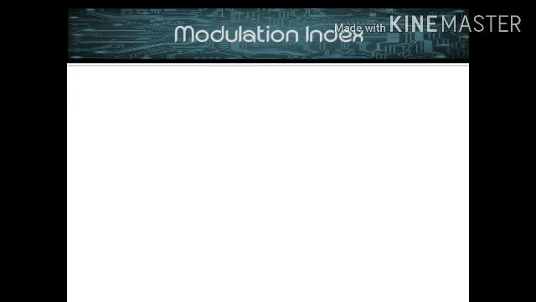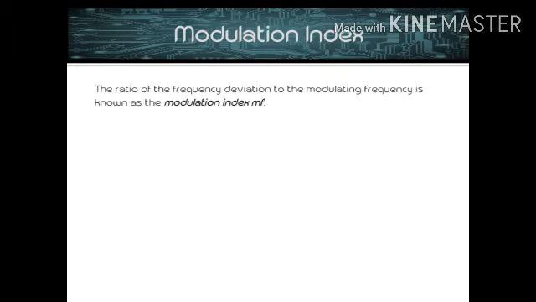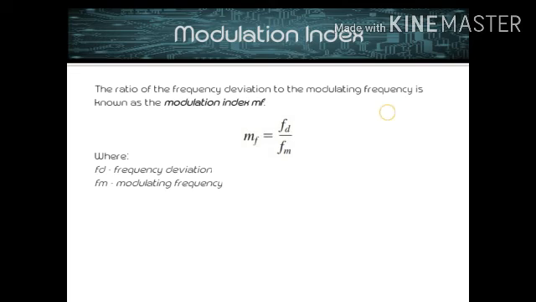Now for the modulation index. The ratio of the frequency deviation to the modulating frequency is known as the modulation index or mf. Now for the formula. Modulation index is equal to fd over fm, wherein fd is the frequency deviation and fm is the modulating frequency.